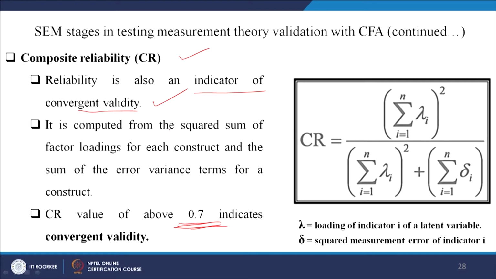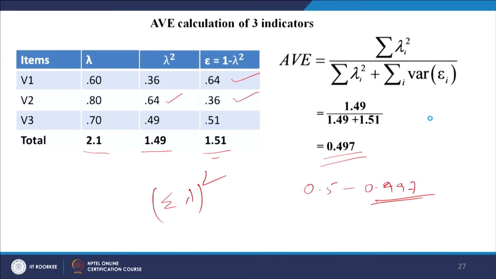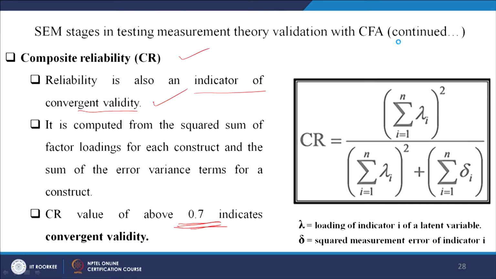It is much similar to the AVE. The only difference here is we are taking the summation of the lambda and then squaring it, right. So, look at the difference here. We were taking this value each time, the lambda square summation of this, but this time we are taking the summation of the lambda, which is 2.1, and then squaring it in this case.